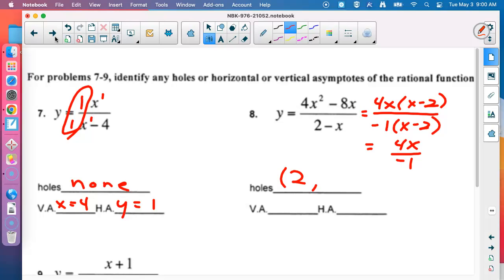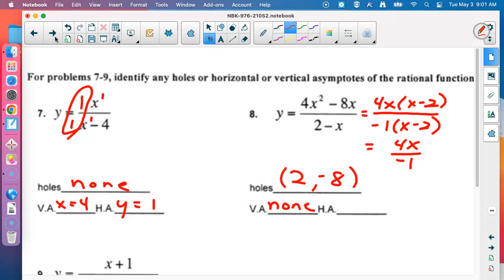So if you put 2 into 4x minus 1, what would you get? That's where it's going to be. That's where the hole is. Vertical asymptotes. None? 2's a hole. Yeah, there's nothing else down there, so we have to put none. We already used that x minus 2 as a hole, because it is a hole.